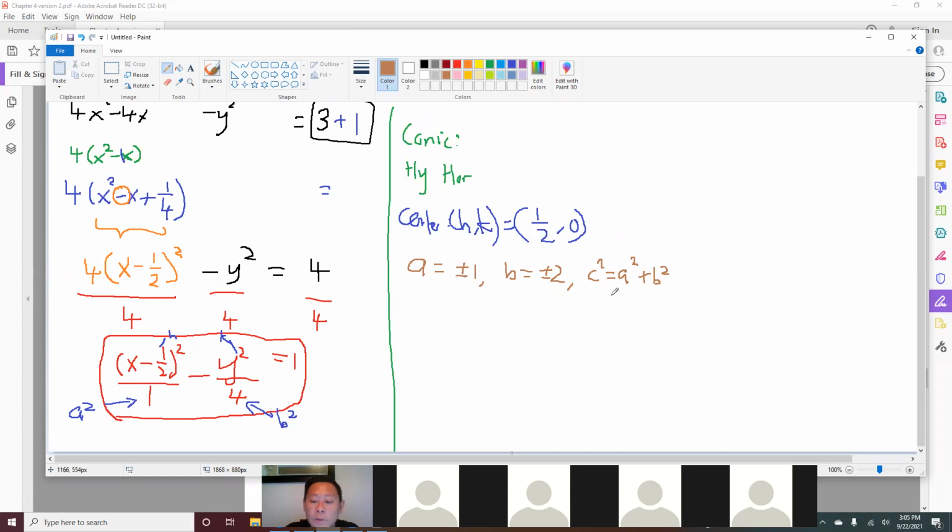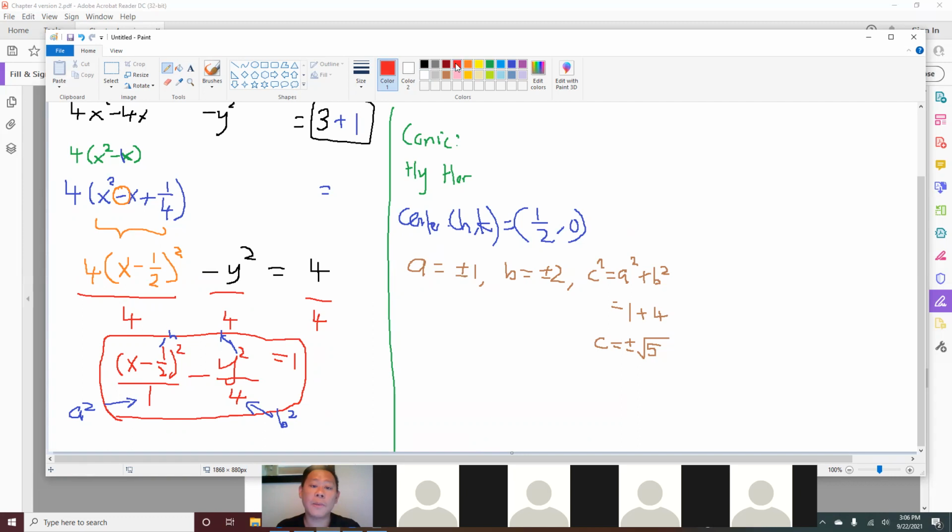So C squared is A squared plus B squared. A squared is 1, so 1 squared is 1. B squared is 2, so B is 2, so the square becomes 4. So in this case, C will be plus minus square root of 5. So this is how you figure out, these are worth points. When you do it here, they're all worth points.